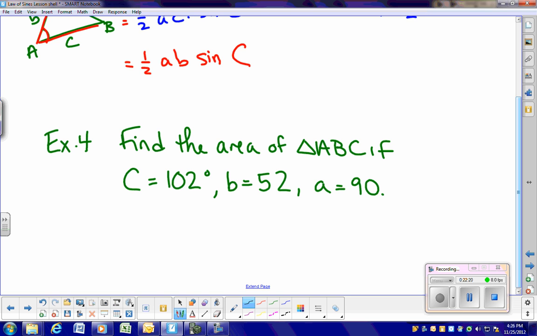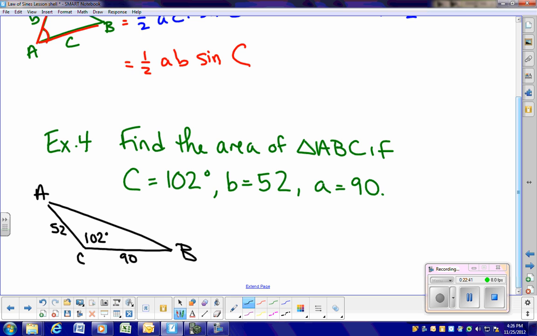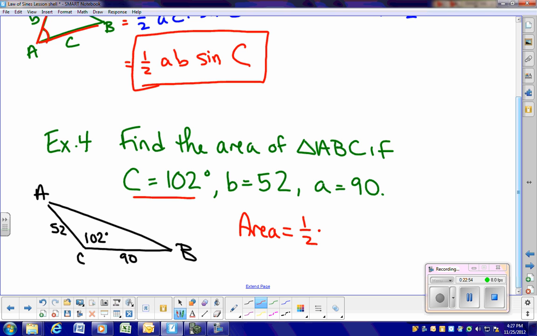It said find the area of the triangle if angle C is 102. So here's angle C. And then you're also told that A is 90. So I'm going to make that 90, which means this is A across from it. And B is 52. So I am given a side, angle, side sort of picture. And the angle that I know is C. So I'm going to use this version up here that I put in red, that exact same thing. So area is 1/2 times A times B times the sine of C.